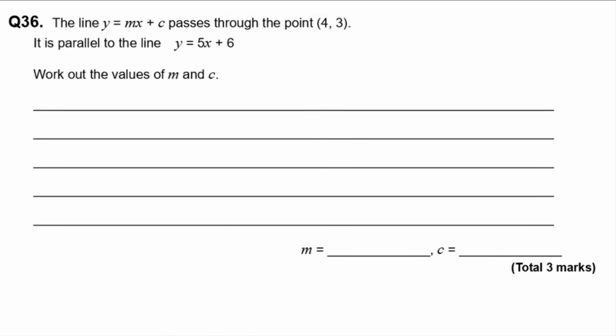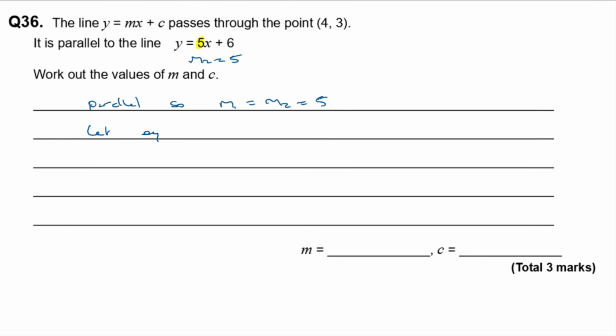Question 36. The line y equals mx plus c passes through the point (4, 3). It is parallel to the line y equals 5x plus 6. Work out the values of m and c. Right, so m2, the gradient of the line it's parallel to, is 5. Parallel, so m1 equals m2, which is equal to 5. Okay, so we know that the gradient is 5.